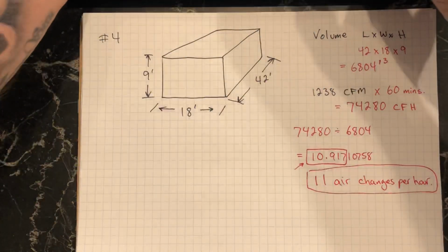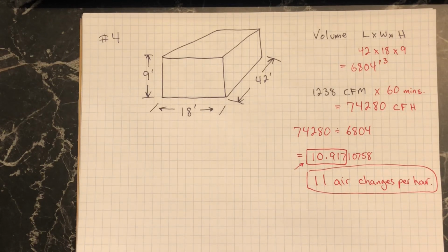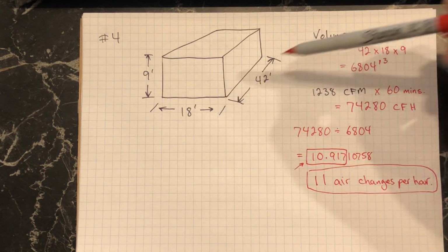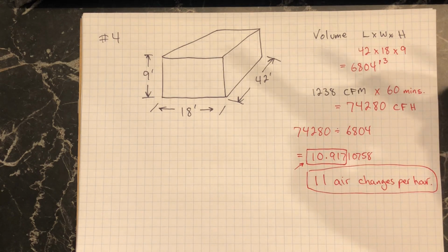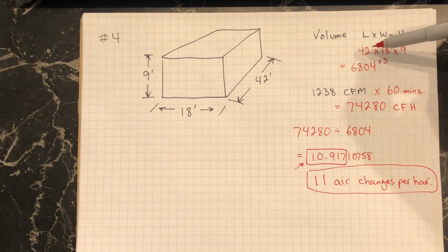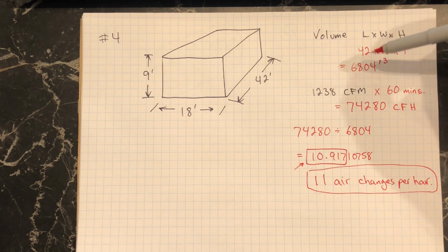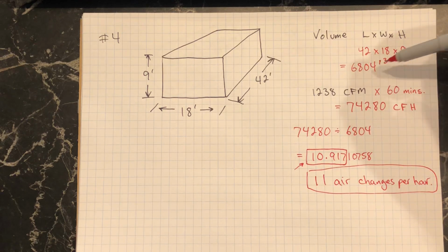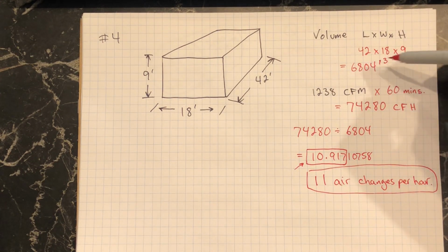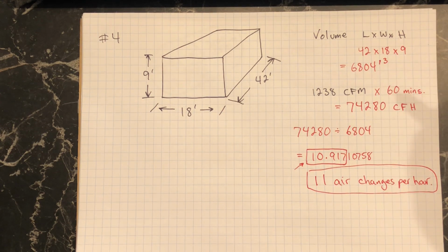Move on to number 4. This was an air changes per hour question. This had a room that was 18 feet wide, 42 feet long, with 9-foot ceilings. So I just drew a little drawing to help us out here. Volume is going to be length times width times height. So 42 times 18 times 9 gives us a volume of this room of 6,804 cubic feet.